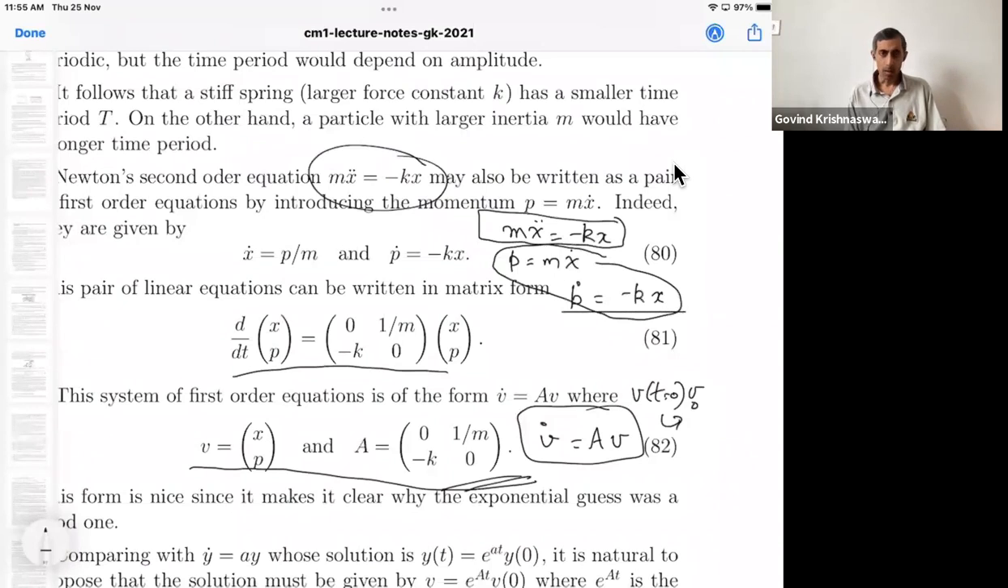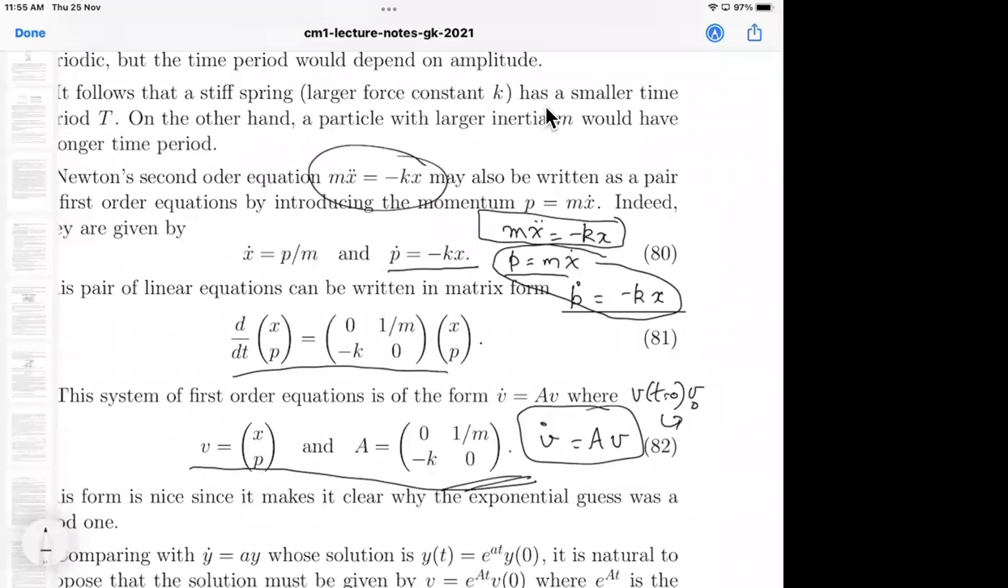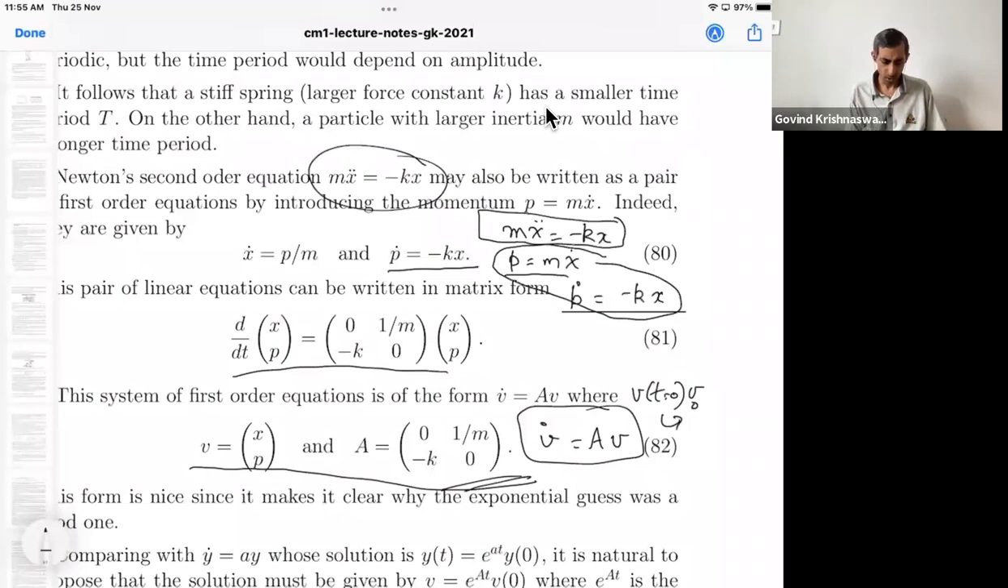p dot equal to minus kx, we retain. p equal to, okay, are you able to hear me? Yes, sir. Now it makes sense. Okay. So the p equal to m x dot we rewrite as x dot is equal to p by m. Now we assemble those two equations in a convenient form in this place.